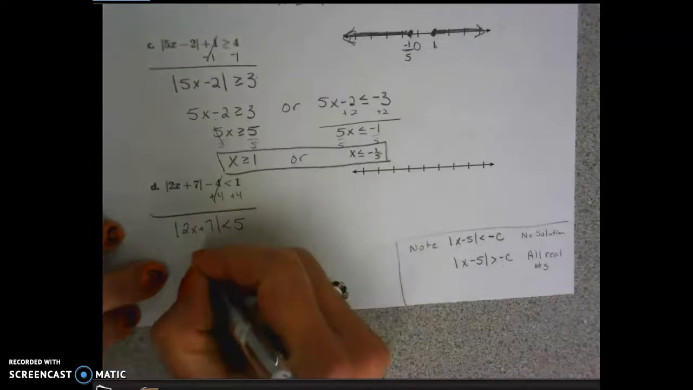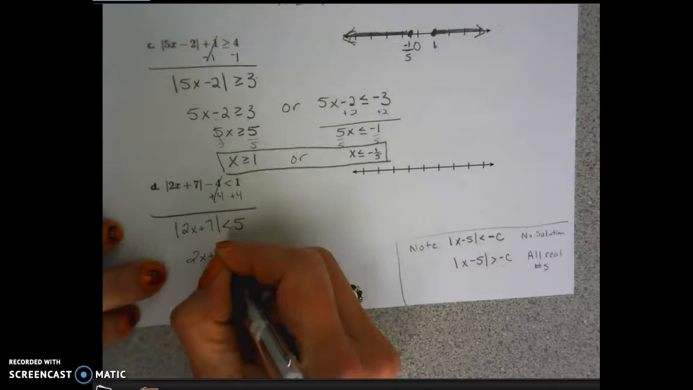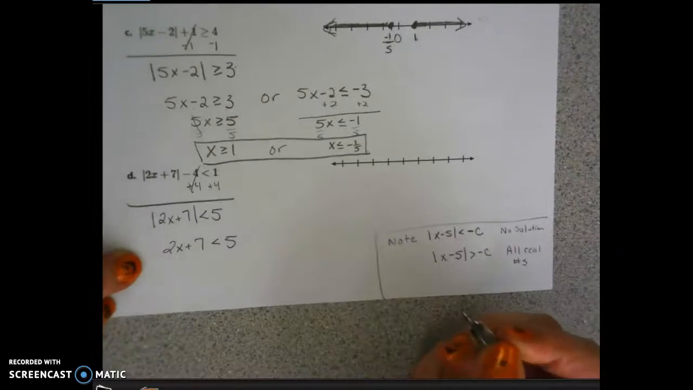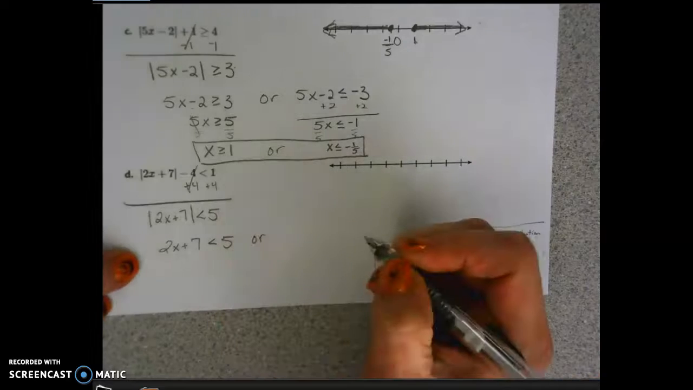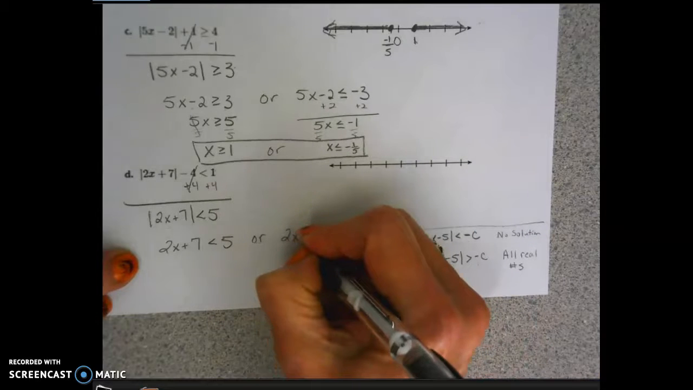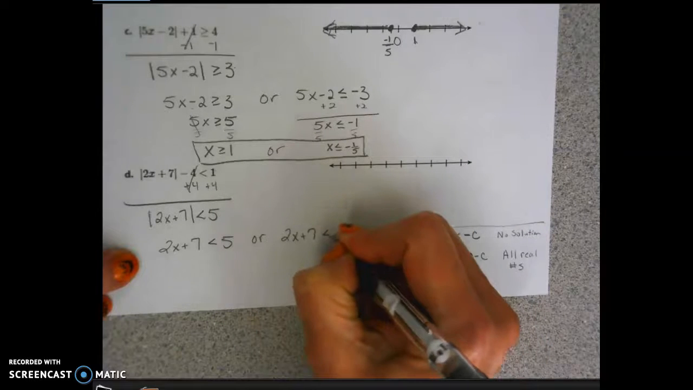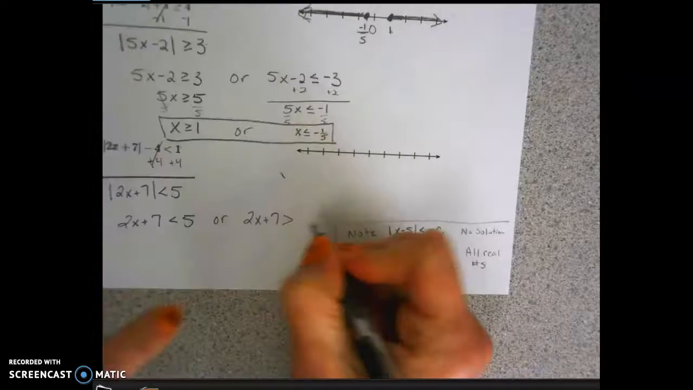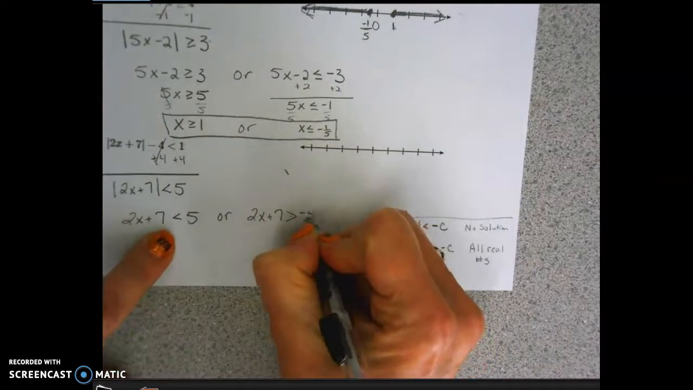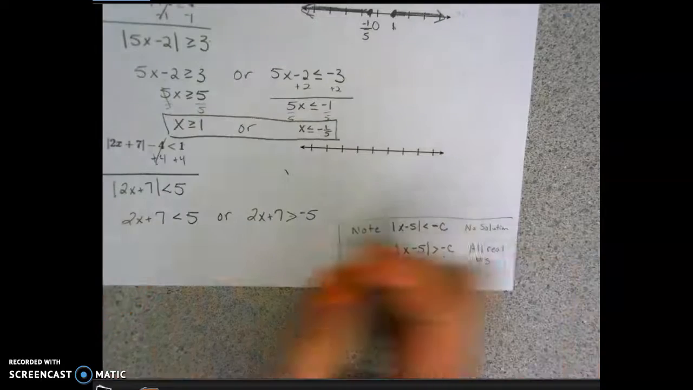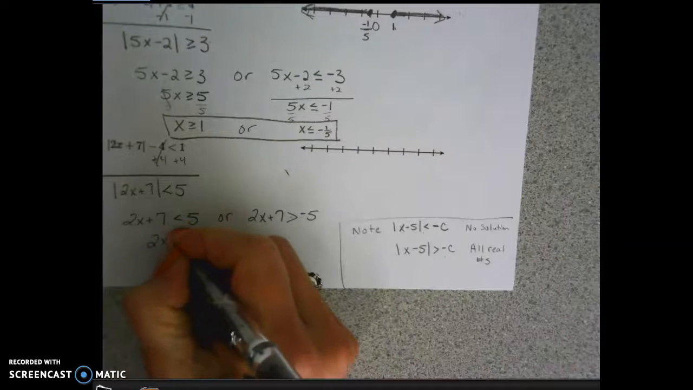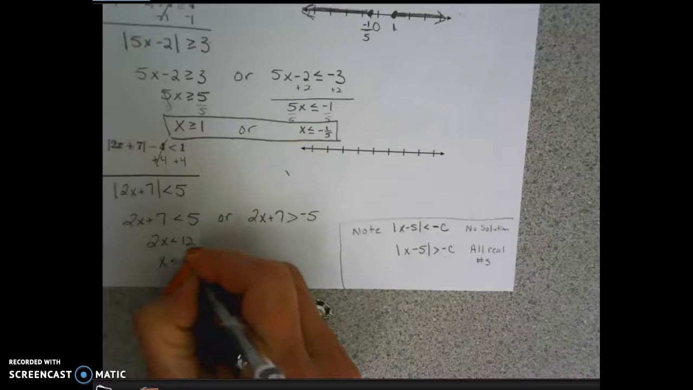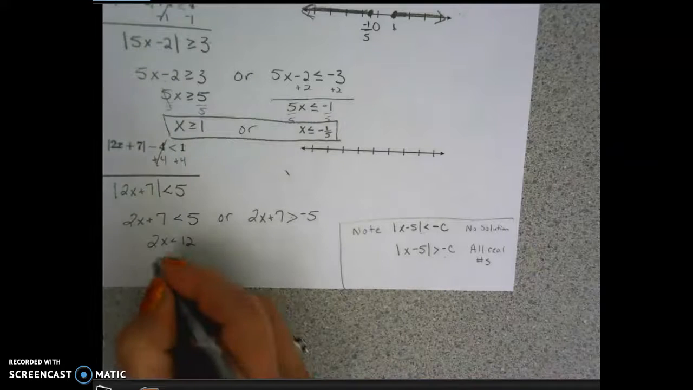I'm going to write my two equations. Inequalities, sorry, two inequalities. 2x plus 7 is less than 5 is one of them. The other one is 2x plus 7 is less, oops, I forgot to flip my sign. See, it's easy to make mistakes. You have to flip it to greater than -5. All right, add 7 to both sides. 2x is less than 12. Divide by 2, x can be less than 6.